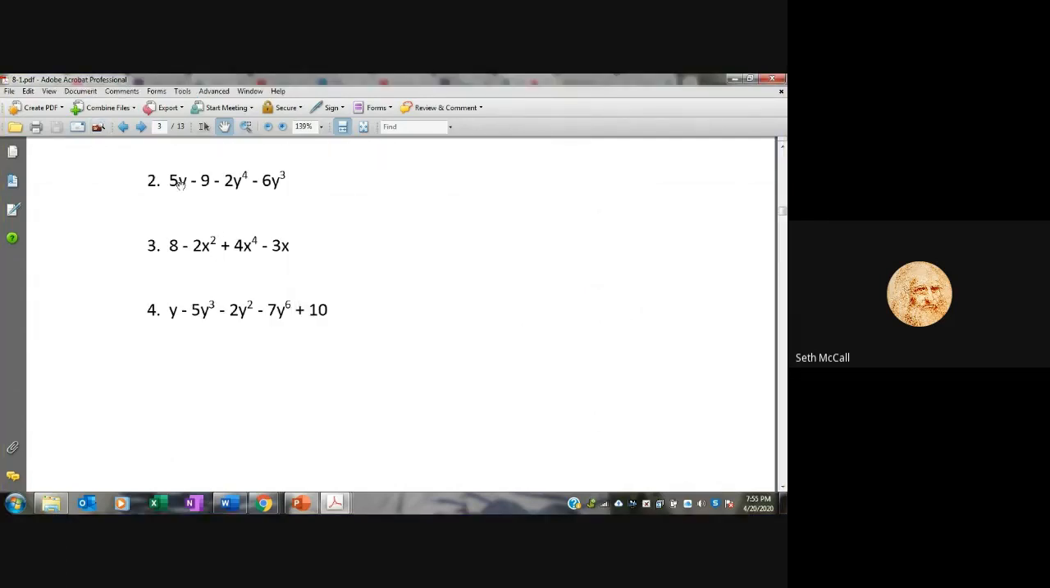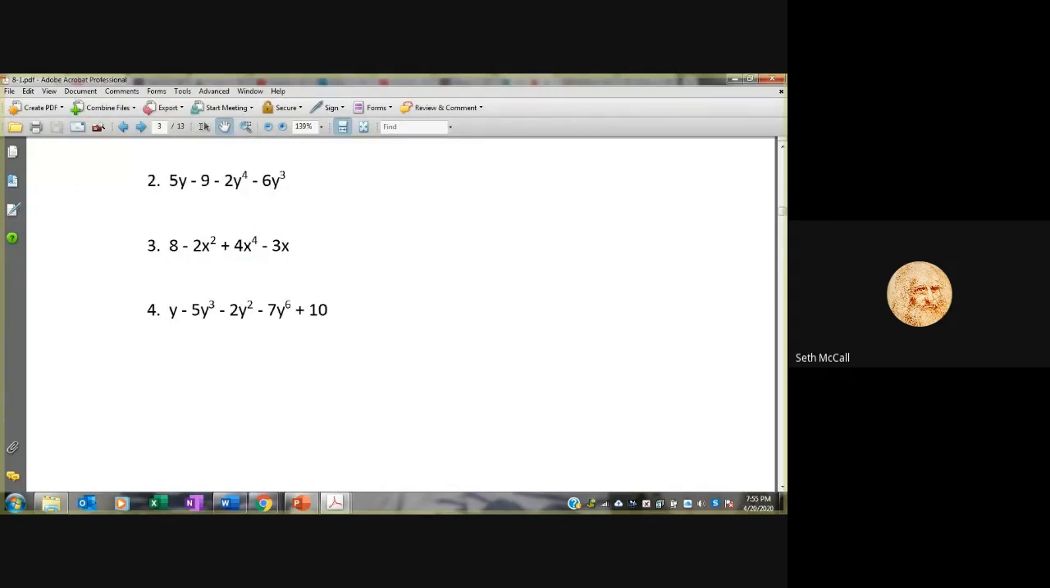All right, moving on to number 3. This one, once again, has 1, 2, 3, 4 terms. So we would classify this. There is a 4th power right there, so that would be called a quartic. And then because it has 4 terms, it would be called a polynomial. So that is a quartic polynomial.